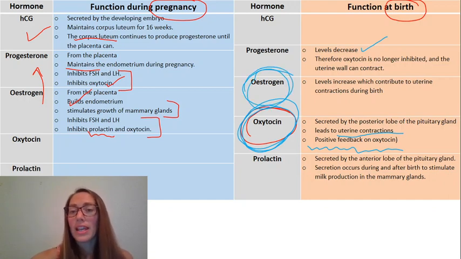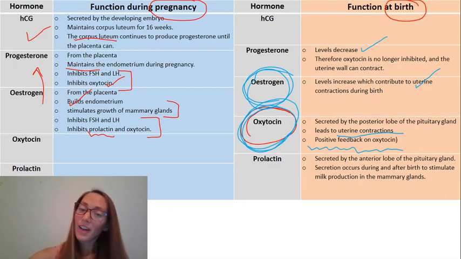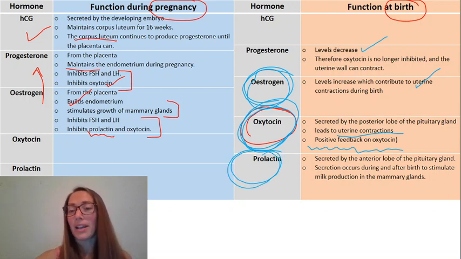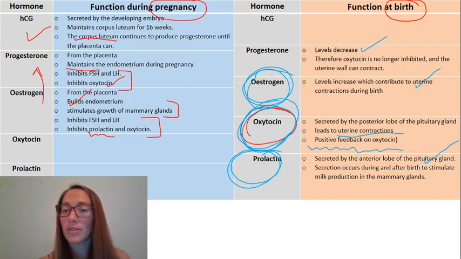Estrogen, so the levels here are actually going to contribute to the uterus contracting. The estrogen levels will drop a little bit compared to pregnancy and birth. And prolactin, finally. Prolactin is secreted by the anterior lobe of the pituitary gland, which is quite interesting actually, because oxytocin is from the posterior lobe.